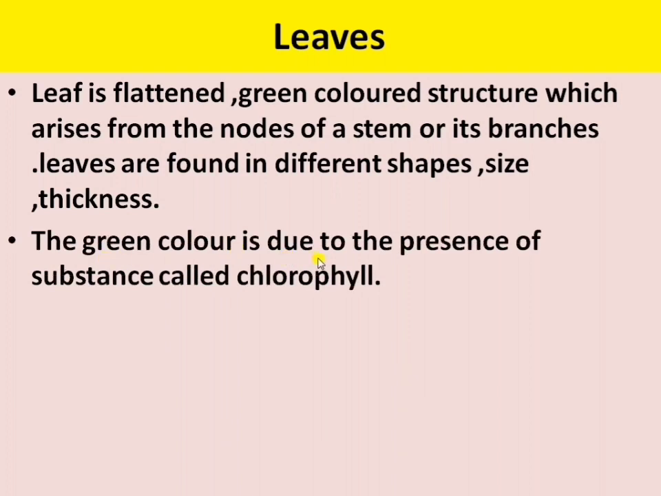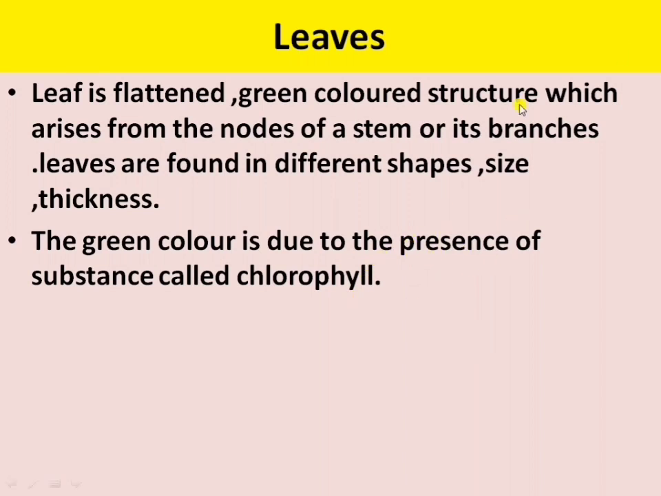The green color is due to the presence of a substance, that is chlorophyll. In some plants, the lamina, the flat broad part of the leaf, may have other colors like purple or white mixed with the green. These leaves have multiple colors.